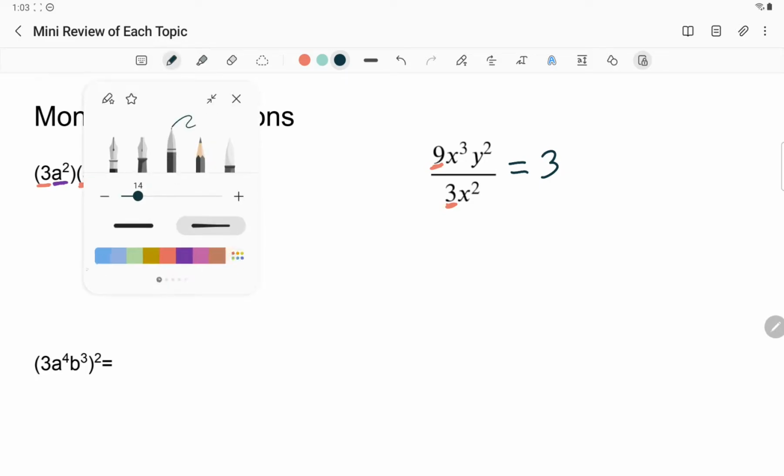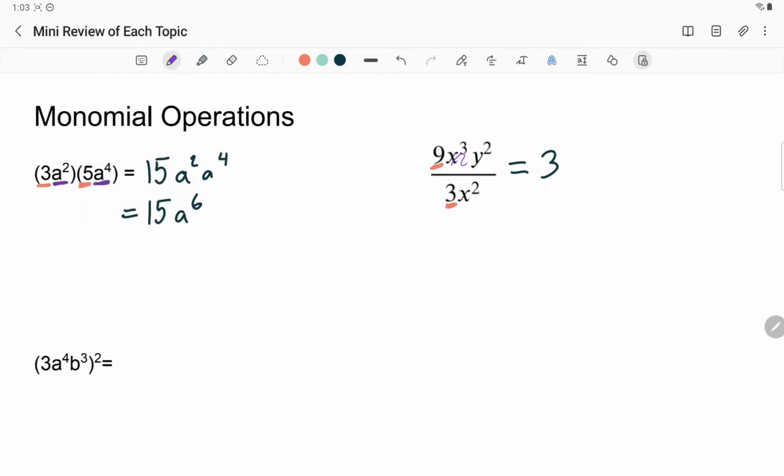Then you can go, in a sense, letter by letter. So we have an x cubed and an x squared. We're just looking at x's here. What is x cubed divided by x squared? Using our exponent laws, you do 3 minus 2, because when you're dividing the same base, you subtract the exponents. And the last part, you'll see that there's basically only a single y there. There's no y in the denominator, so you can just leave it as is, y squared.